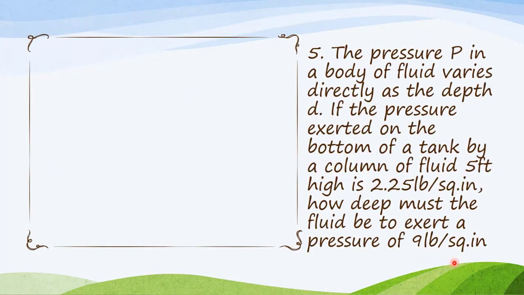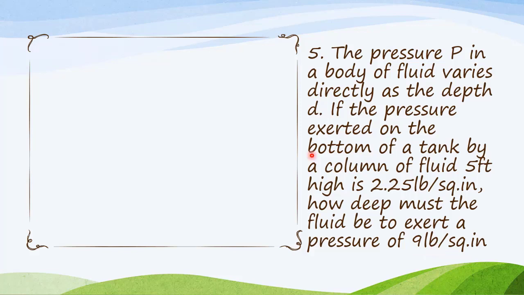The pressure P in a body of fluid varies directly as the depth. If the pressure exerted on the bottom of a tank by a column of fluid 5 feet high is 2.25 pounds per square inch, how deep must the fluid be to exert a pressure of 9 pounds per square inch?